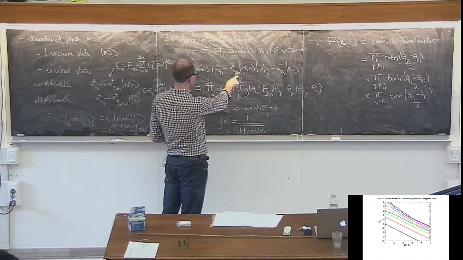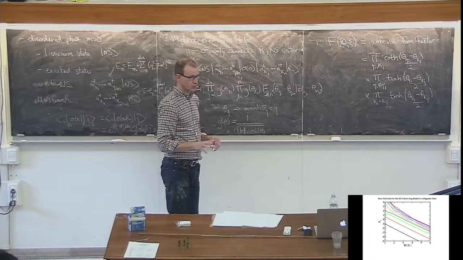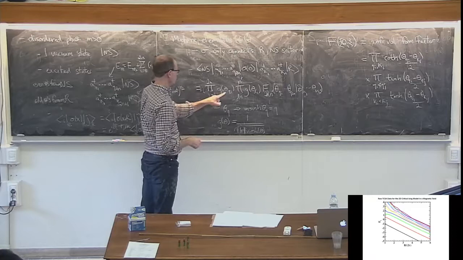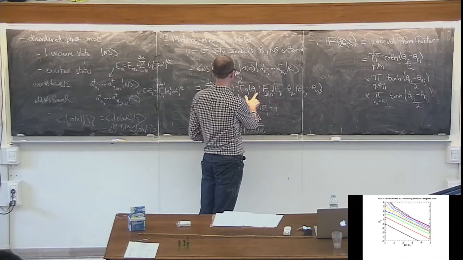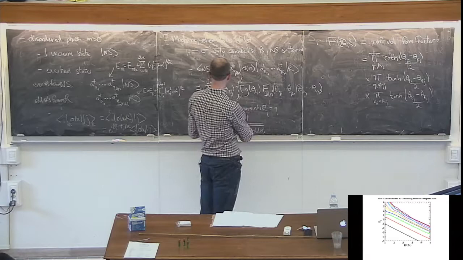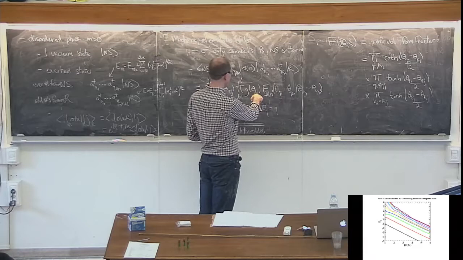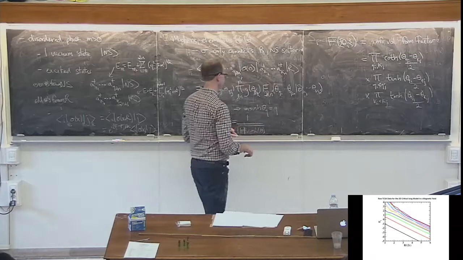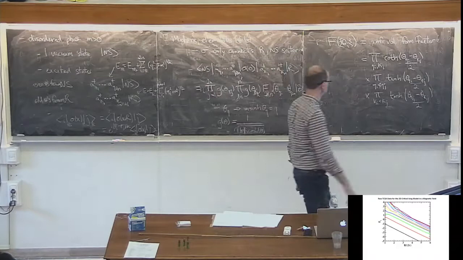Because there are 2n Neveu-Schwarz fermions. J equals 1, so that should be J. And yes, so this is for the Ramond sector, K_L, yes, sorry. Yes, that should be right. Absolutely. But in any case, yes.